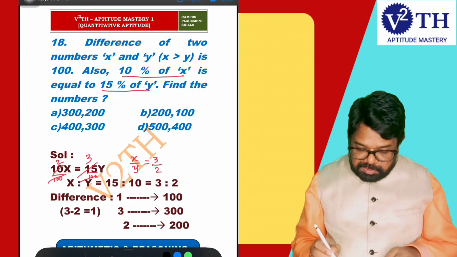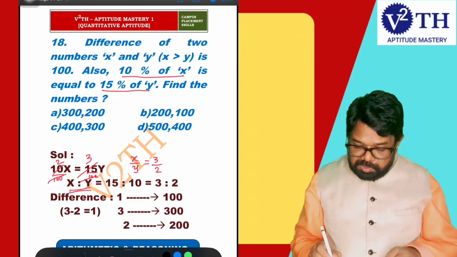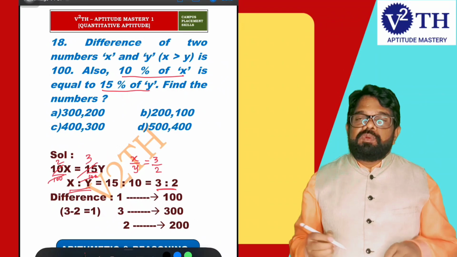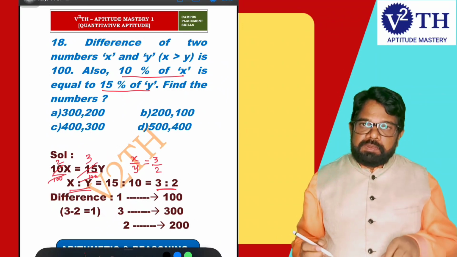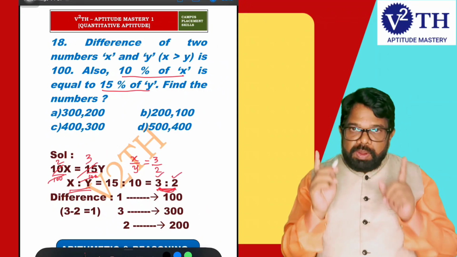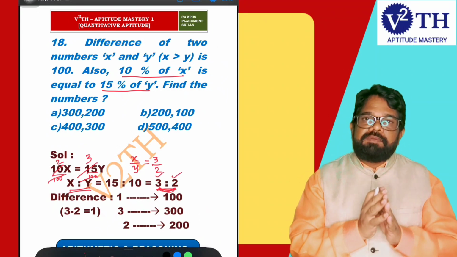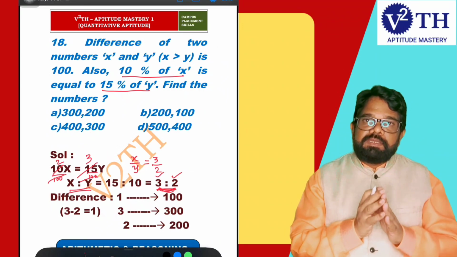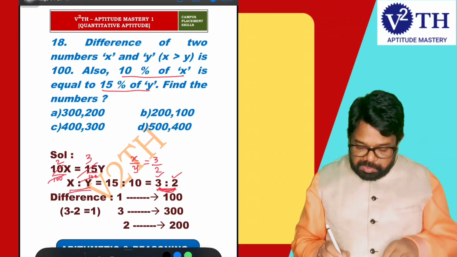x by y means x is to y. What is x is to y now? 3 is to 2. Now the ratio of the two numbers is 3 is to 2. So what is the difference here? What is the difference between 3 and 2? One part. According to value, 100 is given. The difference is 100 in the data. So here one part value is 100.